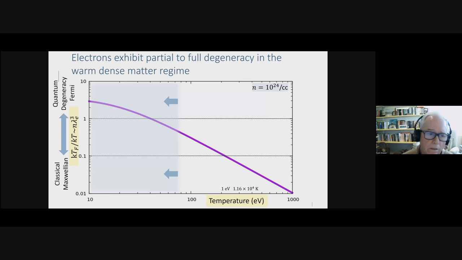And so what I've plotted on the left-hand side on the vertical scale is the ratio of the Fermi energy to the thermal energy. And when that is greater than 1, or on the order of 1, you have electron degeneracy. And so you see that, in fact, as the temperature increases, the degeneracy factor goes closer and closer to classical Maxwellian statistics. And so what I've put in shaded blue and the arrows is roughly what we would define as warm dense matter. So this is what I was saying earlier about degenerate electrons.